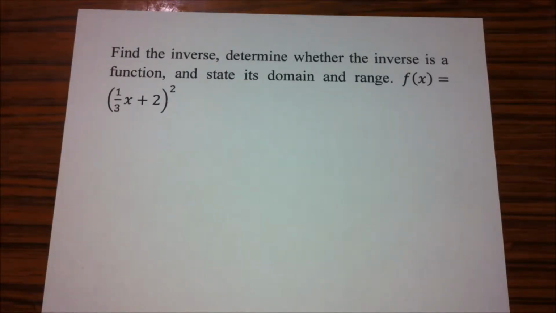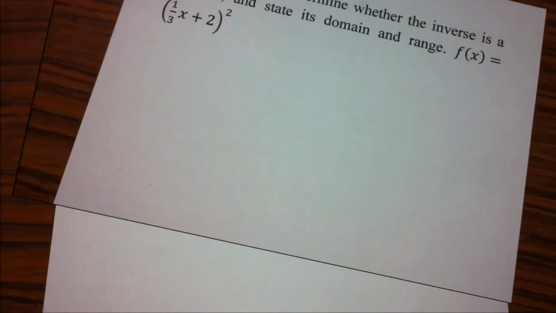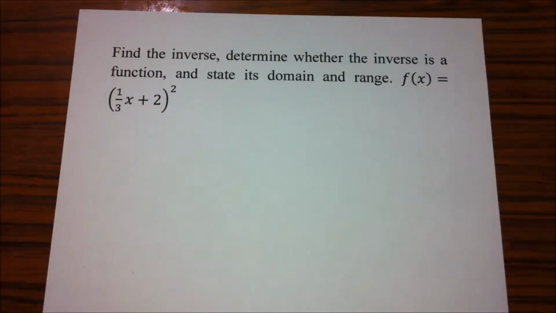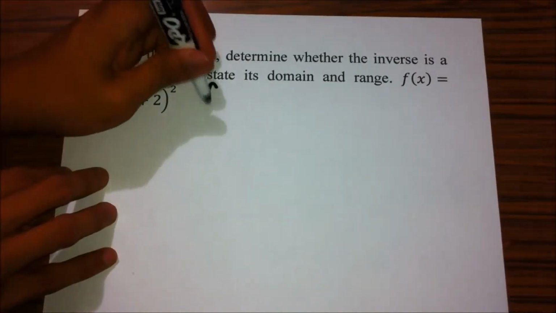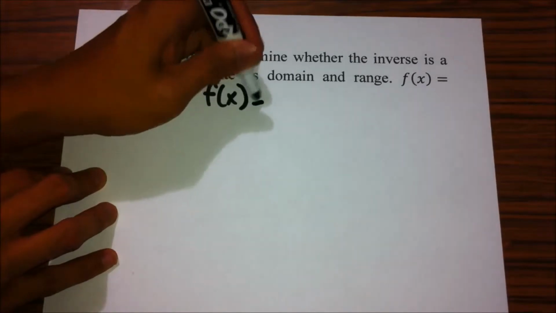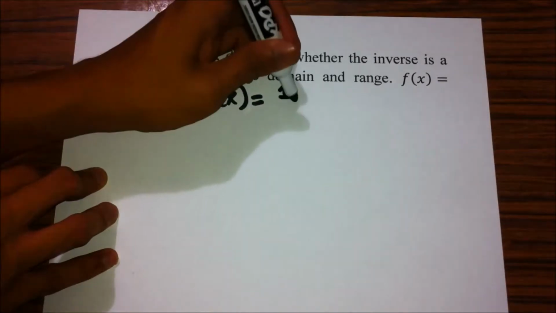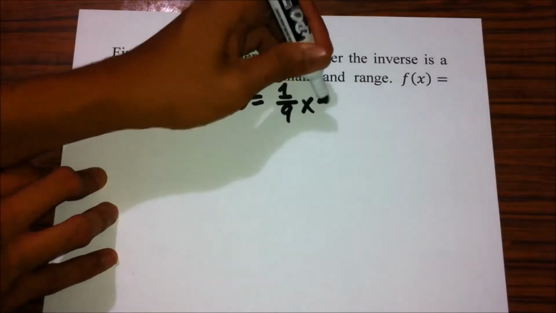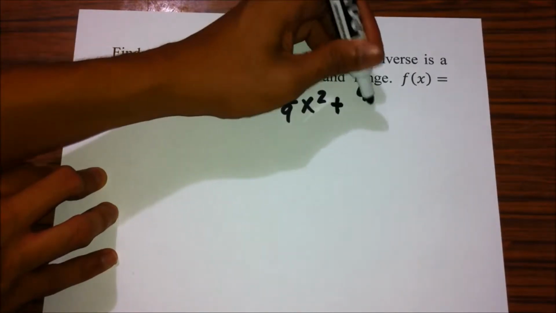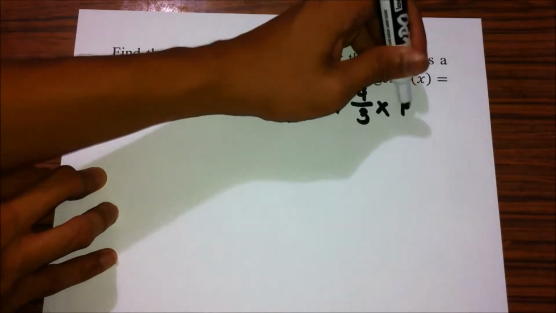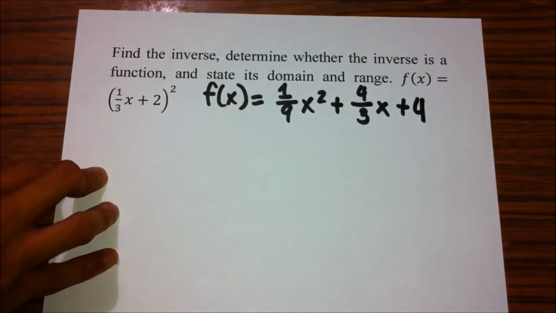We can do two things first: either expand the expression by applying the exponent, or use the graphing calculator, type this format of function, and graph to see how it looks. If you expand this function, it will be f of x equals 1 over 9 x squared plus 4 over 3x plus 4. Then we can use a graphing calculator to graph this function.